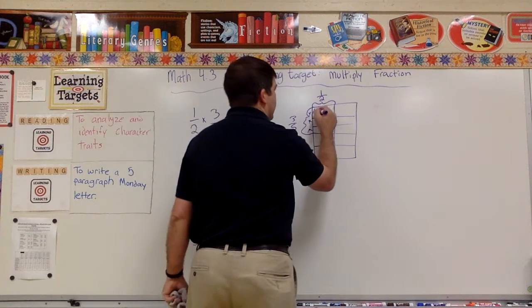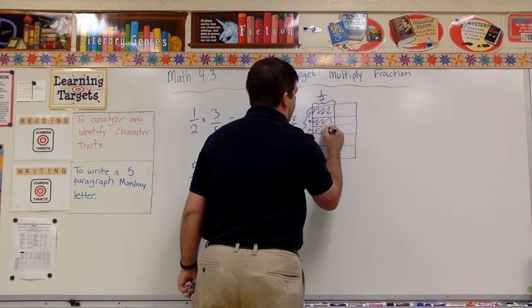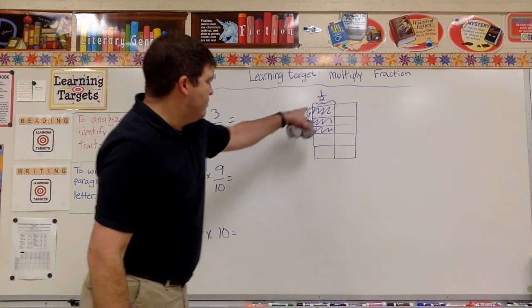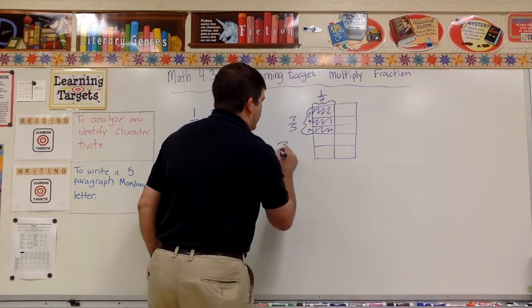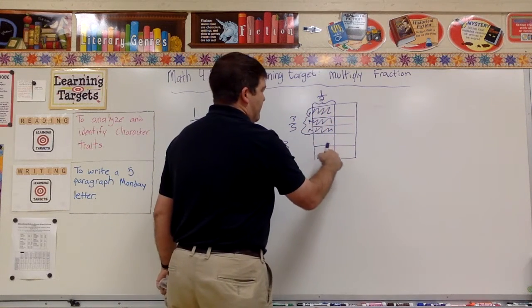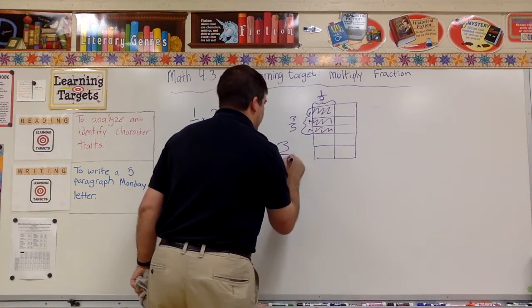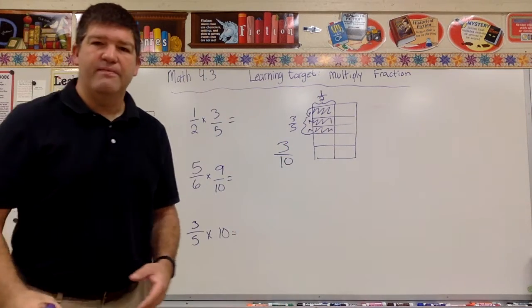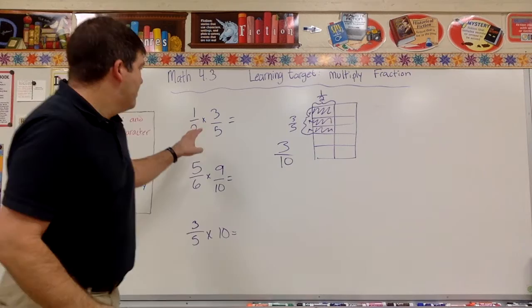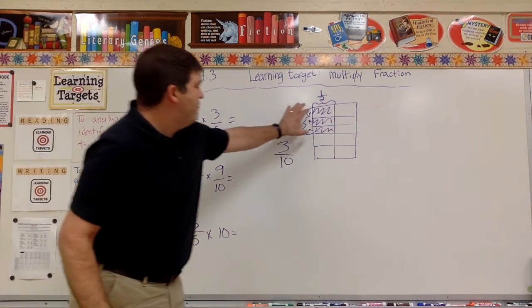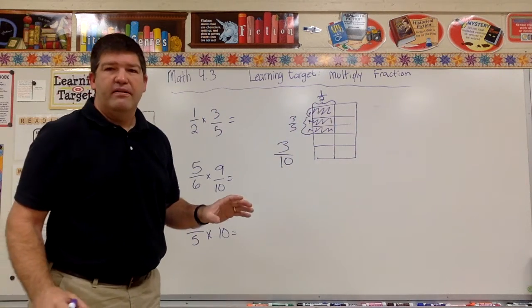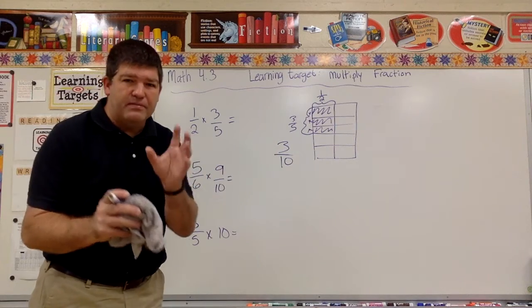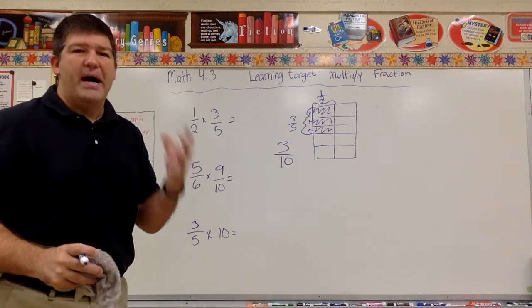So then what I have is I have this one, this one, this one. And so now it's 1, 2, 3 out of 1, 2, 3, 4, 5, 6, 7, 8, 9, 10. 3/10. Okay? I have 3/5 of 1/2. Multiplying together, I get a smaller part. So that's how you can do it with a model.